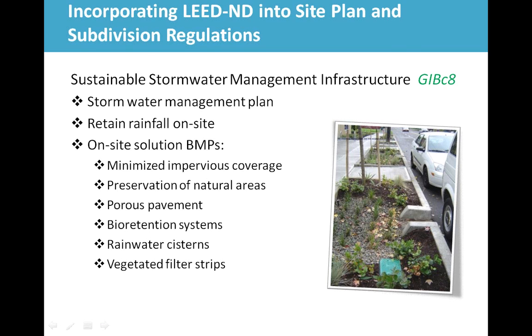These plans should require development projects to retain on-site the total volume of rainfall that occurs during an 80th to 95th percentile rainfall event through infiltration, evapotranspiration, or reuse using on-site solution best management practices, or BMPs, selected from Volume 5 of the Washington State Department of Ecology's Stormwater Management Manual for Western Washington. These BMPs may include a minimized building footprint and impervious coverage, preservation of natural areas, porous pavement or pavers, bioretention systems, rainwater cisterns, and vegetated filter strips, among others.